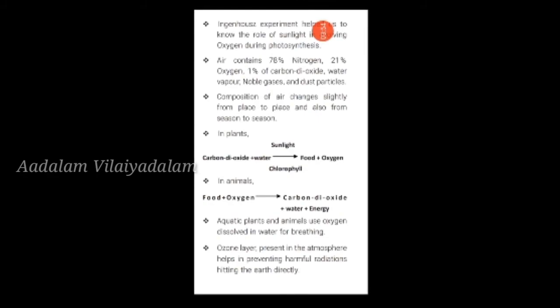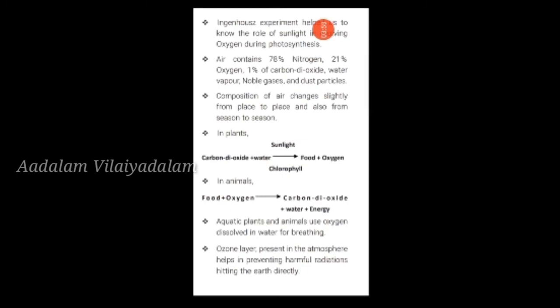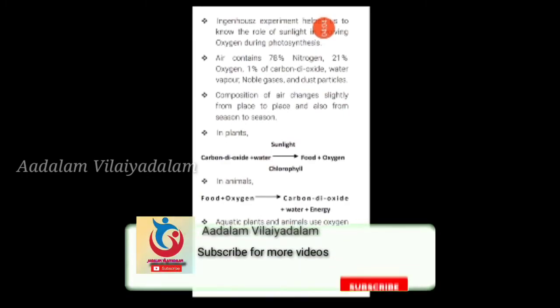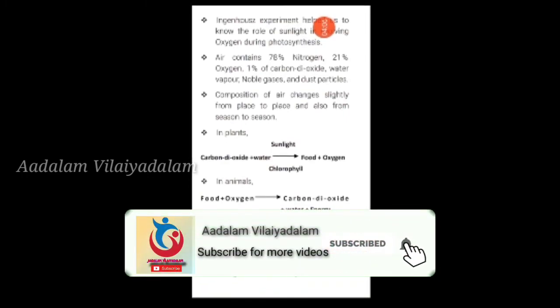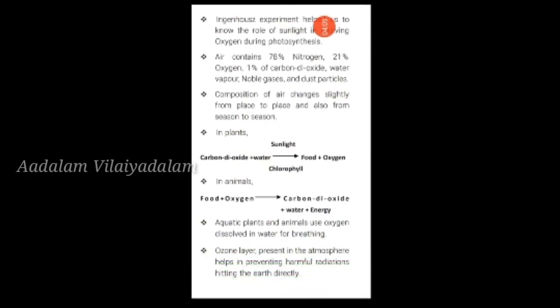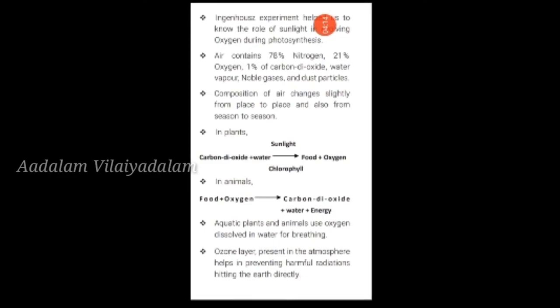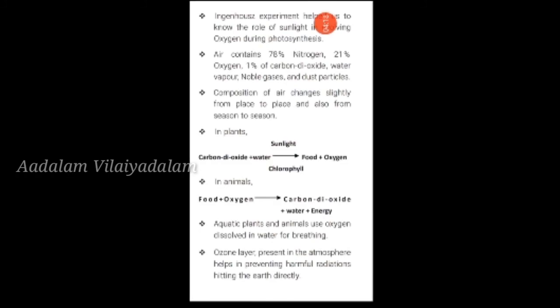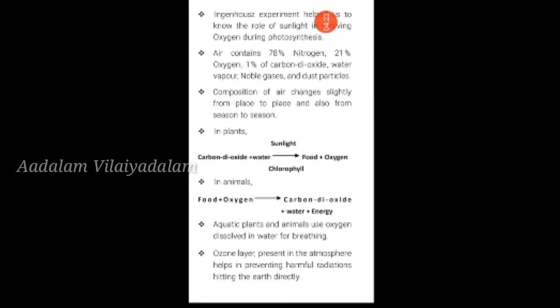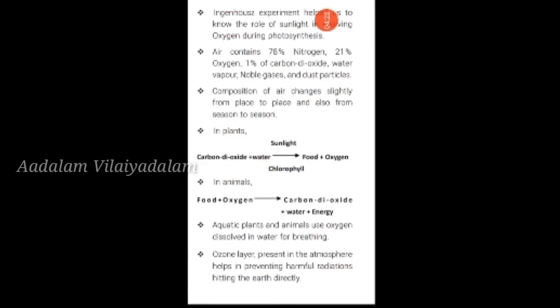Photosynthesis means carbon dioxide, water and sunlight combine in the leaf to produce food and oxygen. Next, respiration of animals. Food and oxygen combine to produce carbon dioxide, water and energy. Animals and plants that live in water are called aquatic plants and animals. They use oxygen dissolved in water for breathing.